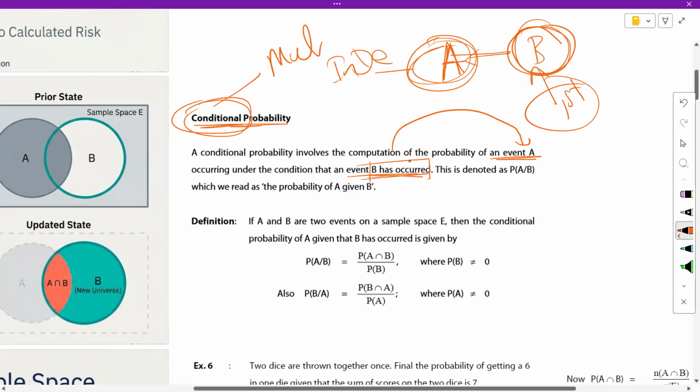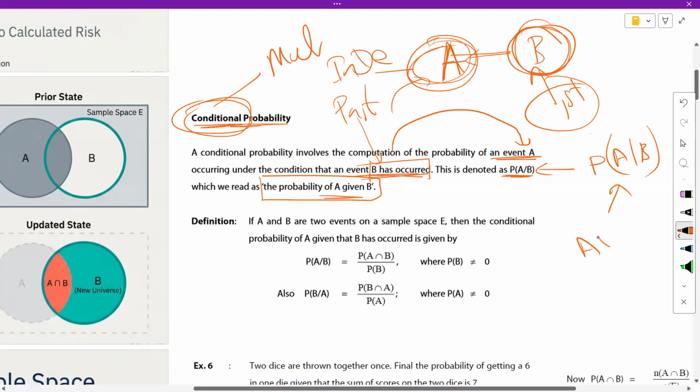So we calculate the probability of A after event B occurred. So B is the past, and we expect A later. This is denoted as A given B. We read it like this; this is the notation: probability of A subject to B, condition B. Probability of A under the condition of B, which is read as the probability of A given B. So this is how we read this syntax.